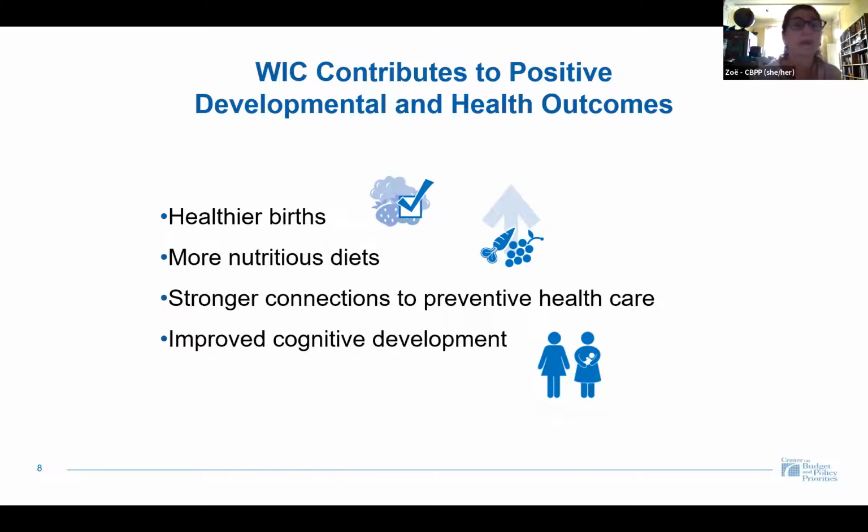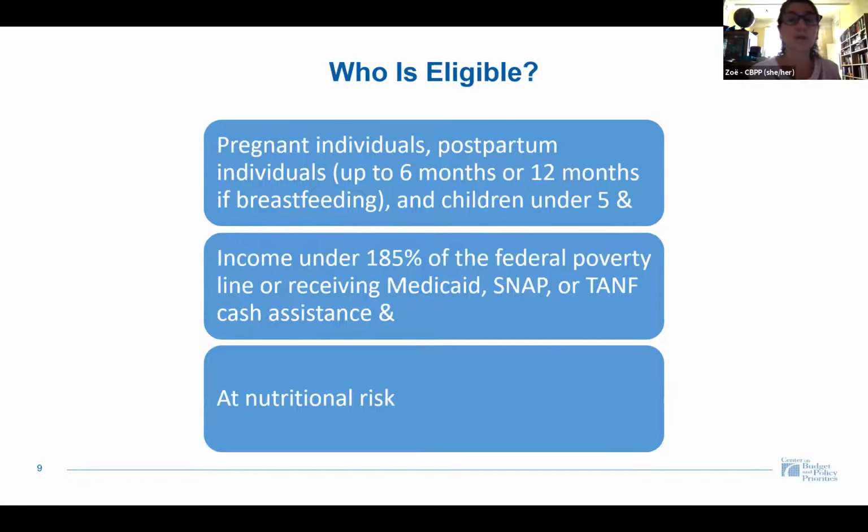Who is eligible for WIC? In the next slide, you can see that it's pretty straightforward. Pregnant individuals are eligible, children up until their 5th birthday, and then postpartum individuals for 6 months, whether or not you're breastfeeding, and up to 12 months if you are breastfeeding. The income criteria are that your income has to be under 185% of the federal poverty line, or you have to be receiving Medicaid, SNAP, or TANF cash assistance.